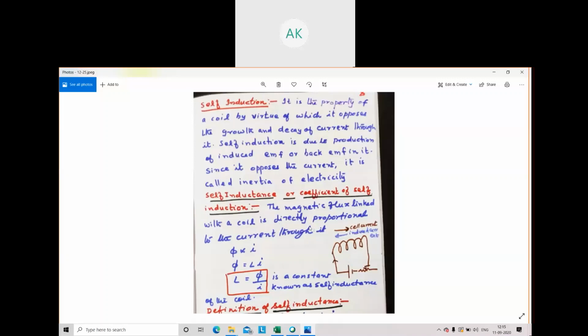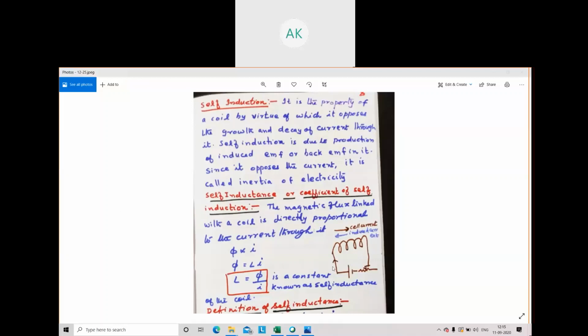So self-induction is actually known as the inertia of electricity. What is inertia? Inertia is the property of a body by virtue of which it opposes any change in its state of rest or state of uniform motion. Similarly, this coil has the inertia of electricity. Electricity, that means current, inertia of electricity.